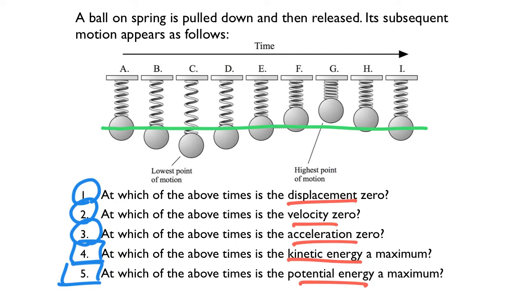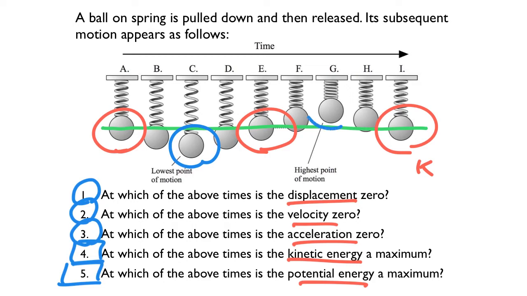Now let's think about energy. The kinetic energy is greatest when it's moving fastest, and it's moving fastest when it's going through equilibrium. So A and E and I are cases where the kinetic energy is a max. The cases where the potential energy is a maximum are cases C and G. Now in case G, I've got gravitational potential energy. In case C, I've got elastic potential energy, or spring potential energy.